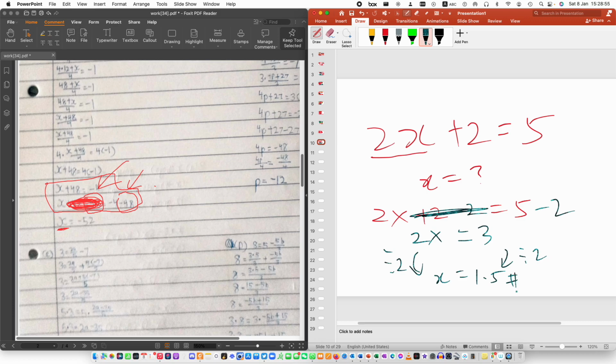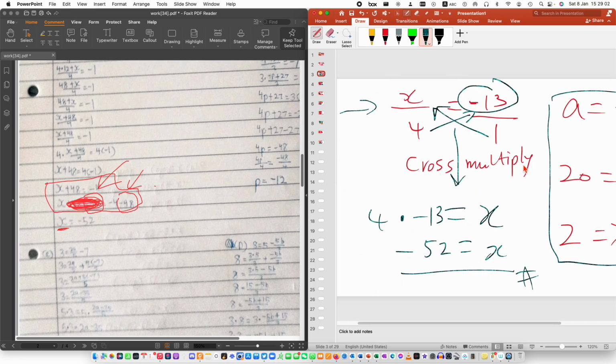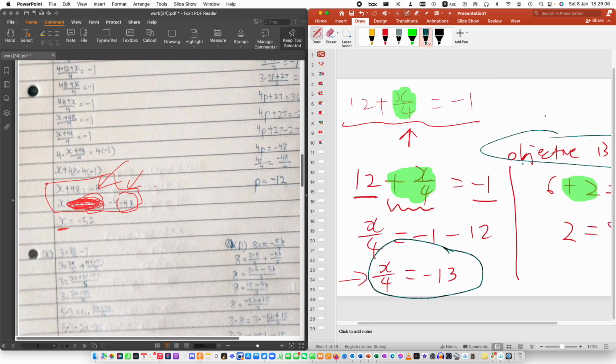And then if you do it this way, you don't have to do it like this way. You want me to show you? You cannot tell yet. I'm going to show you. 12 plus something equals to minus 1.